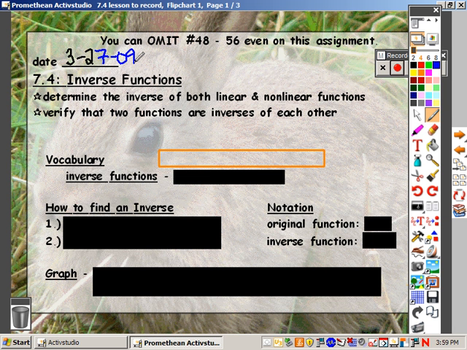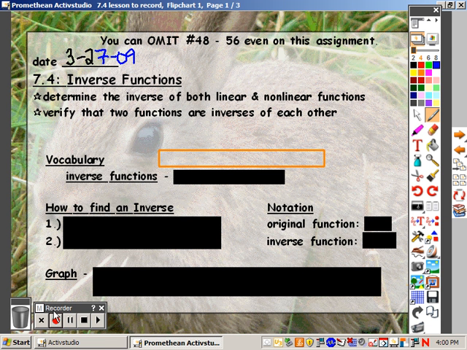Okay. And what you're going to do today is you're going to determine the inverse of both a linear and a nonlinear function, and then you're going to verify that two functions are inverses of each other. Now, the word verify means the same thing as prove, so what that second goal is saying is I'm going to give you two different equations, and then you're going to go through the process to show how they're inverses, even though we already know that they're going to be inverses.